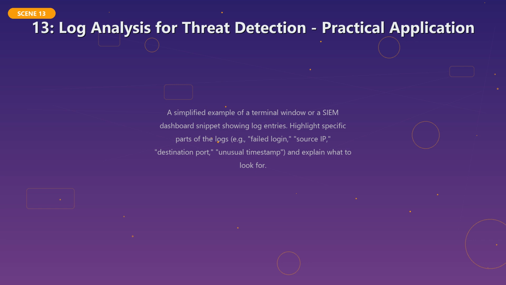6. Geolocation anomalies. What to look for: a single user account logging in from geographically disparate locations within a short time frame, e.g., New York and then Beijing within an hour. This is physically impossible and indicates account compromise.